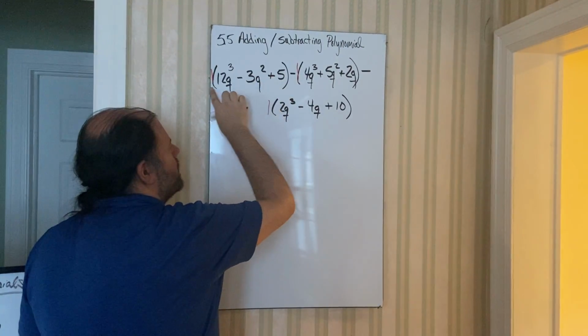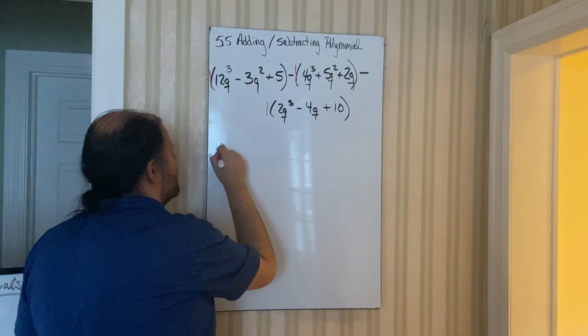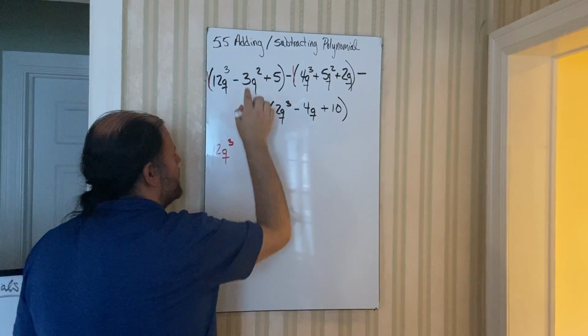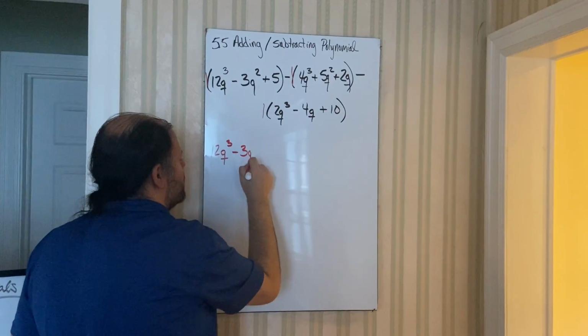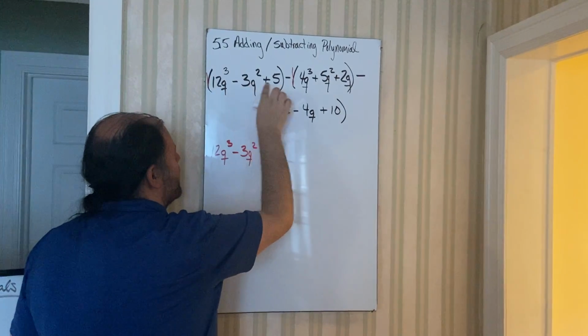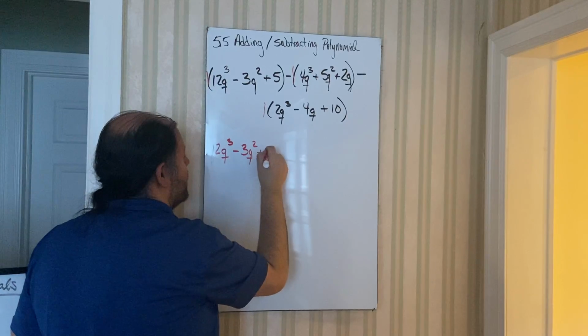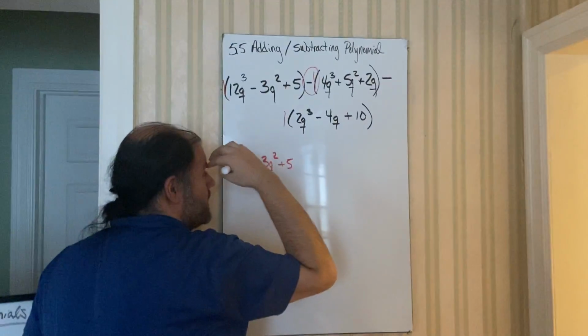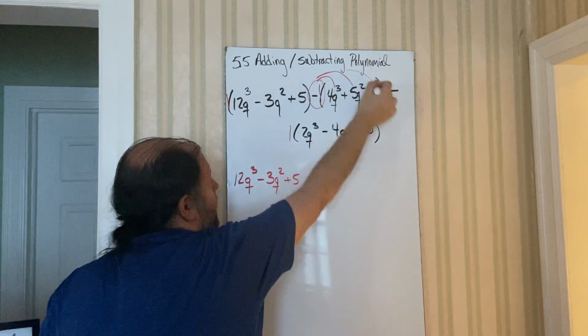So distribute. 1 times 12q to the third. 1 times negative 3q squared, negative 3q squared. 1 times 5, it's going to be a positive 5. Now here, remember, we're distributing not only the number, but its sign. So distribute this negative 1 out.